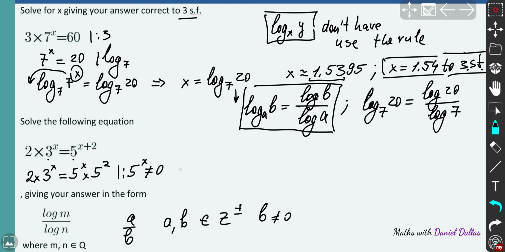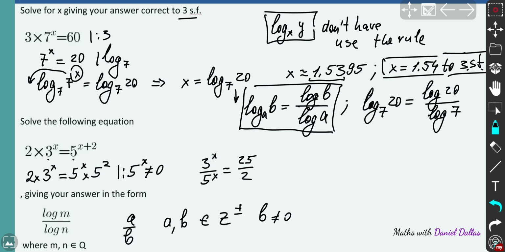And we'll get the following: 3 to the power of x over 5 to the power of x. And right now, I'm also going to divide by 2 both parts. So that's why I won't have 2 on the left side. I would rather have it here on the right side. But 5 squared is 25, so I'll go 25 over 2. Okay, I've got this.